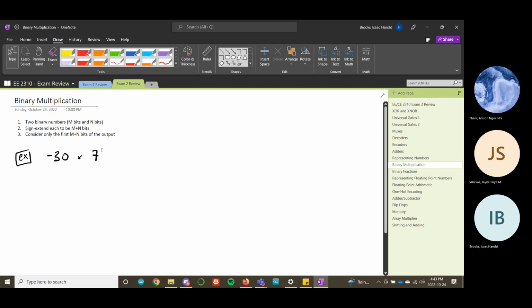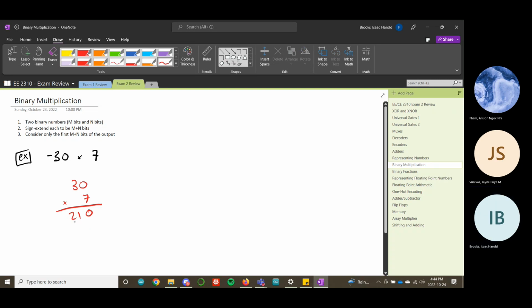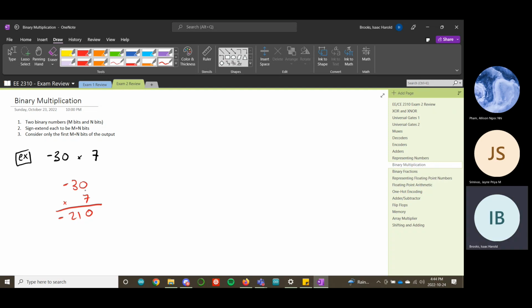So binary multiplication is a lot like decimal multiplication. If we were going to do negative 30 times 7, we start with the rightmost digits, and we do 7 times 0 is 0. Usually when we do this, we ignore the sign and add it at the end. 7 times 3 is 21, and this is our number, and it's negative because it's a negative 30. So it's a lot of single digit multiplication, and then you add at the end.